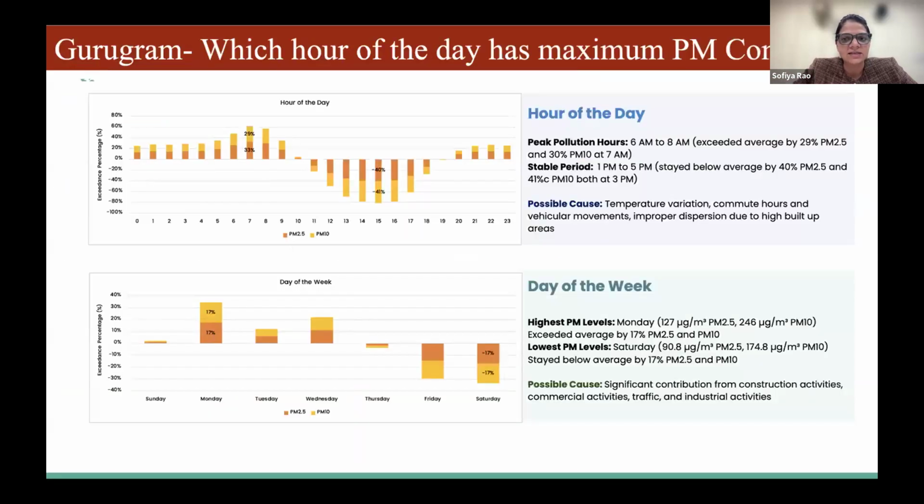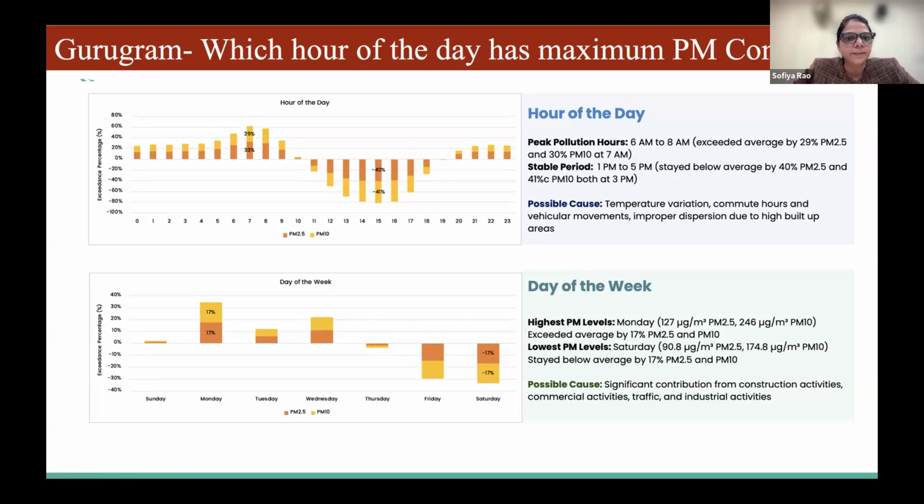In the further slides, I'll be showing that by setting up the sensors across all these sectors, we got to know which hour of the day is more polluted, and which day of the week, whether it's weekday or weekend, or both are equally polluted. This kind of information can be provided by setting up a network of low-cost sensors across a big city like Gurugram.